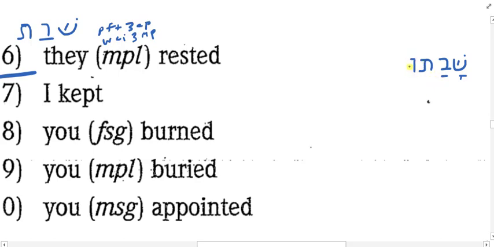I'm going to add a shurik. Very good. Can I leave the pathak here under the bet when I add that vocalic ending? That's right. It will reduce to a vocal shava. Vocal shava. And so that means I'm going to put a metheg here to tell me that it's vocal and that this is a long A. Shavatu. They rested. Okay?